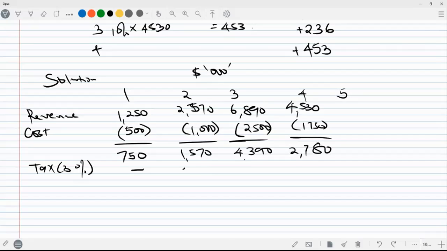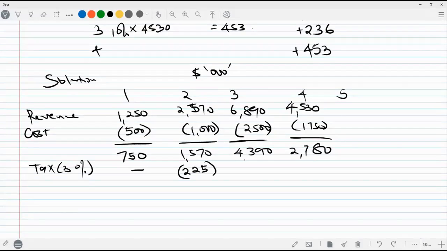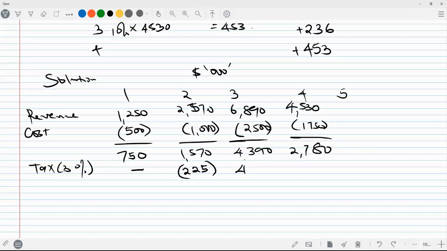225. 225 cash outflow. Okay, year three, how much do you pay? 471. So you pay 471. Year four? 1317. Year five? 834. But don't forget you have tax savings.